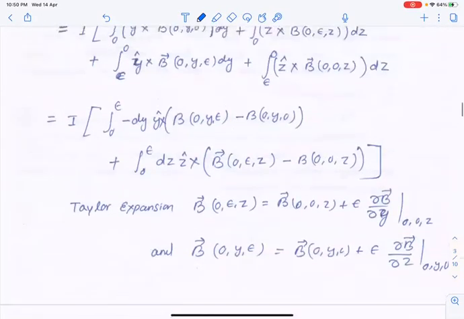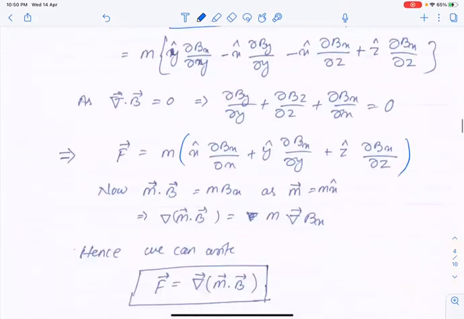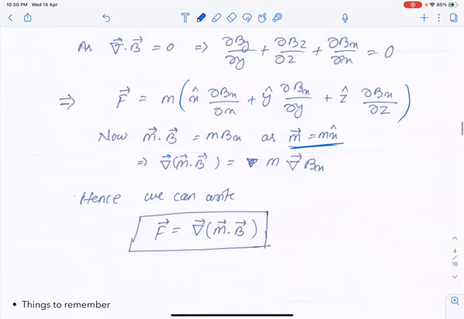If you look at here, your m is nothing but m x cap, because the loop is actually in the yz plane. So your magnetic dipole moment is nothing but m x cap. So naturally m dot B will be m Bx. Now if you want to write del of m dot B, that will give you m del Bx. So with all these things, you can now write your result.